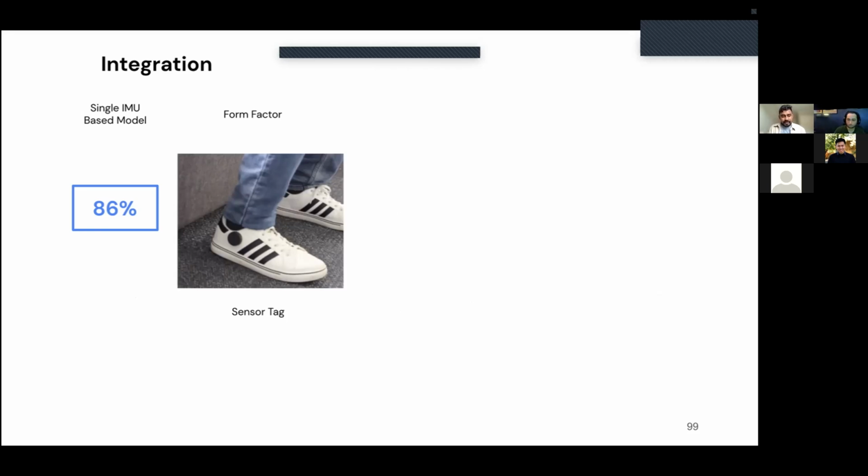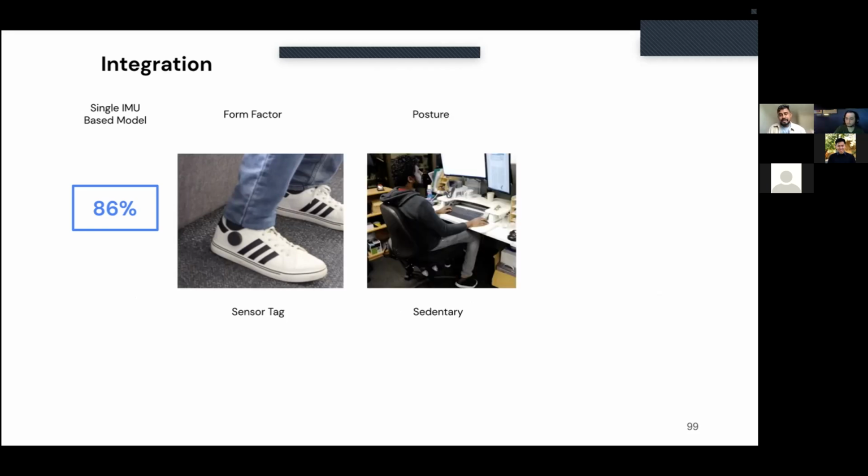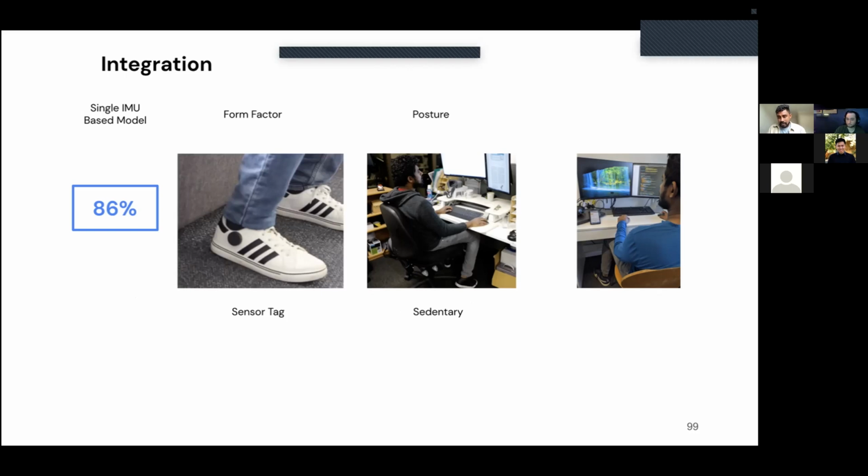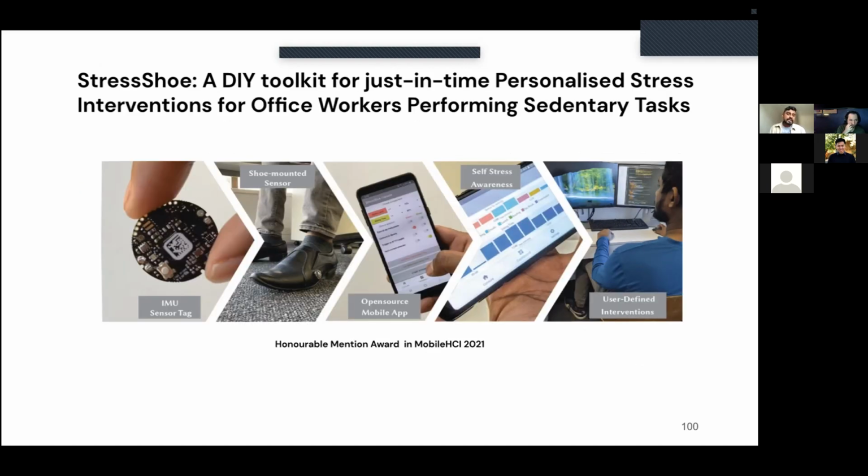So we created this sensor tag, and then we used it to attach to any shoe. And then in sedentary tasks, we started providing an awareness about the stress level to the users, and we even developed an interface where they can use this stress awareness to customize interventions. So they can create their own interventions, and they can program intervention routines. The interface can interrupt them and ask them to change their behavior, and in that way they can manage their stress. We published this work in Mobile HCI, and we won the Honorable Mention Award.